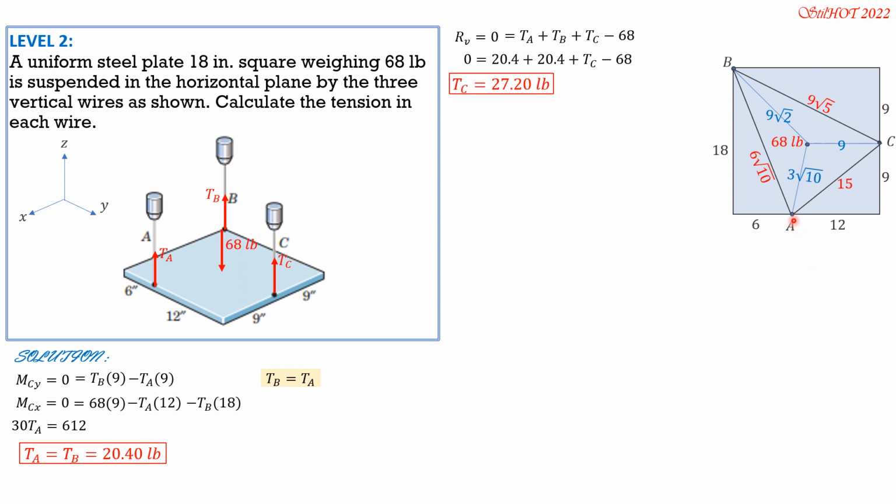So if we want to compute tension A, we need the angle theta C so that we can compute its perpendicular distance to BC. By cosine law, (6√10)² = 15² + (9√5)² − 2 × 15 × (9√5) cos(theta C). So that's cosine law. You are now in statics, so you are very familiar with cosine law, or you're well equipped with trigonometric equations.